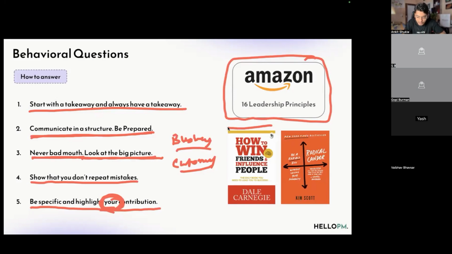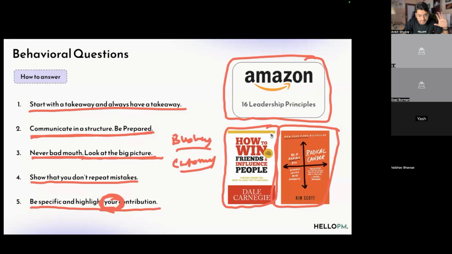Also, read How to Win Friends and Influence People. If you learn about this, you should be able to understand how to generally talk to people, how to be good with people, how to understand their motivation. And the last one is Radical Candor, which is a book about giving critical feedback. Many people do not know how to give critical feedback. That's a disaster that you are doing to your career.